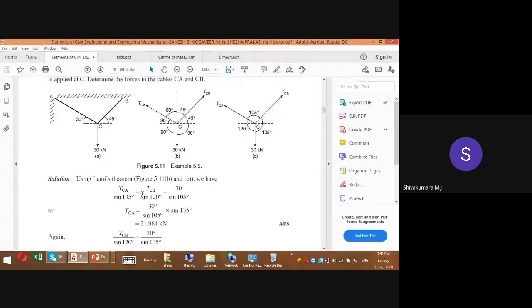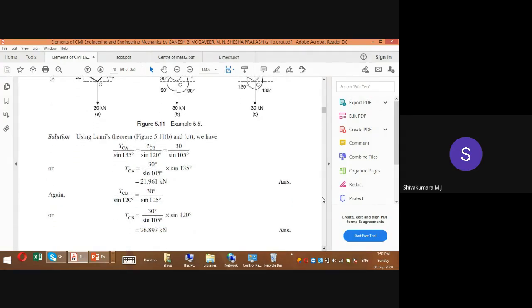So at once, you should take only two components. You take these two components, that is TCB by sin 120 equal to 30 by sin 105. You just do the cross multiplication so that you will get TCB. So once you are done with TCB, you can use only these two terms, that is TCA by sin 135 and TCB value already it will be there, you substitute divided by sin 120 so that you will get TCA. Only two steps.